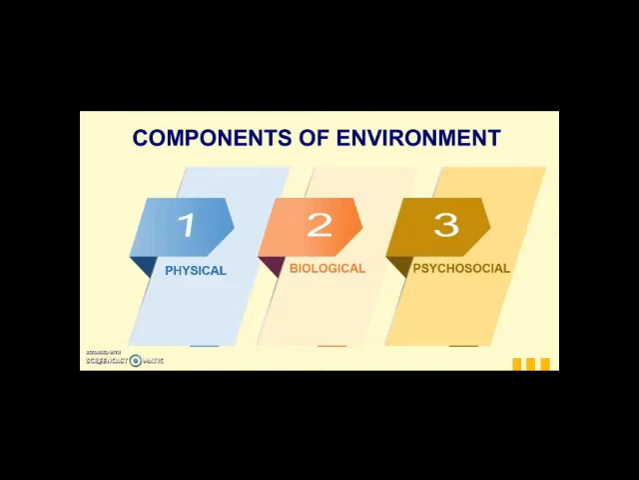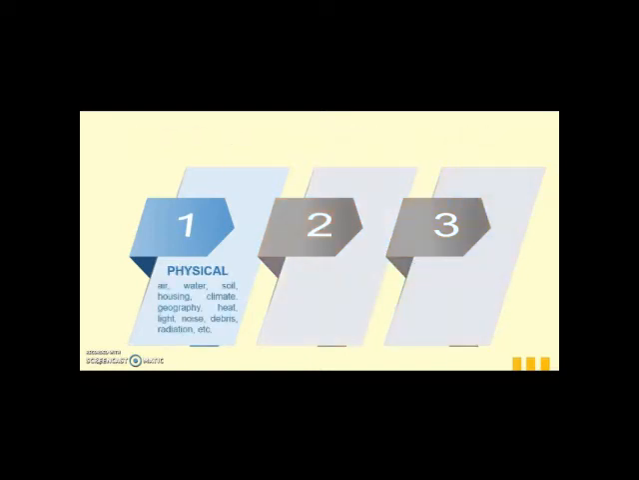The physical component. Physical environment is essential for healthy living. These components should be in such a state that they are favorable for the host and unfavorable for the survival and growth of agents like microbes. Physical environment includes air, water, soil, housing, climate, geography, heat, light, noise, debris, radiation, etc. We are going to go through the physical environment components one by one later.